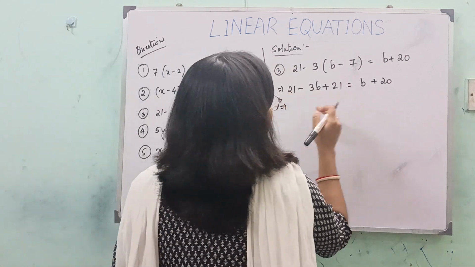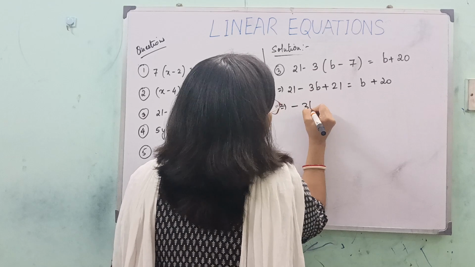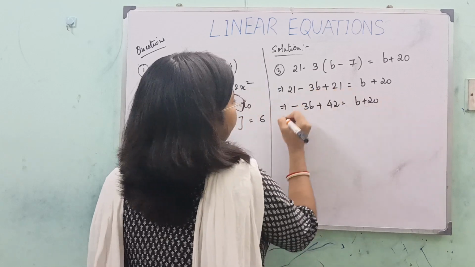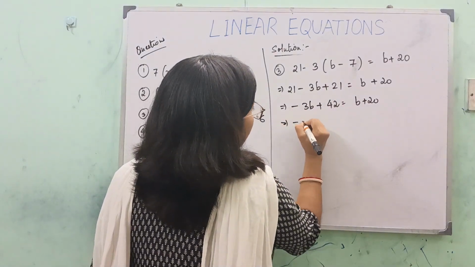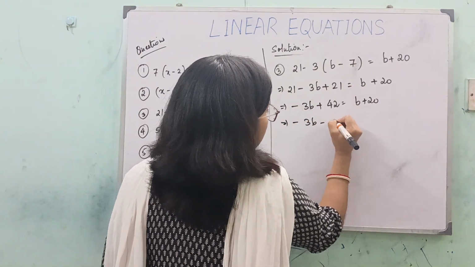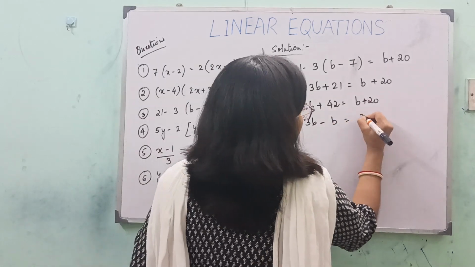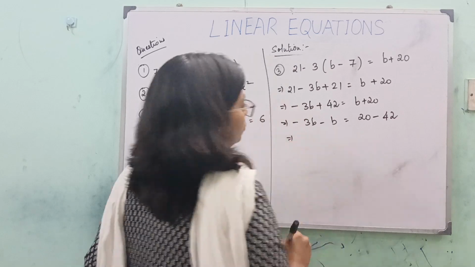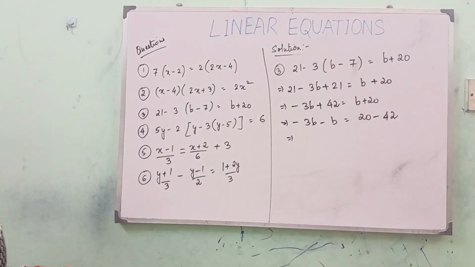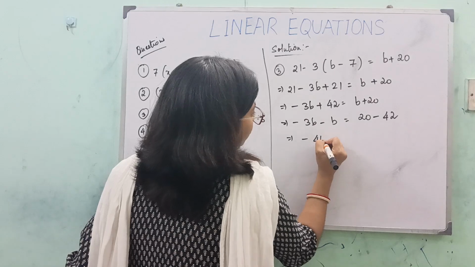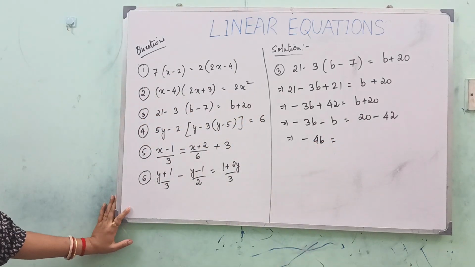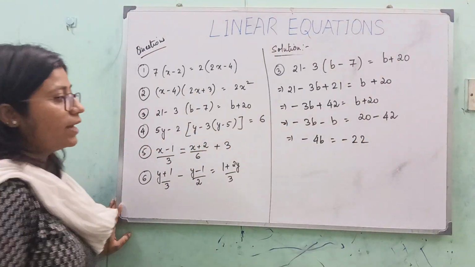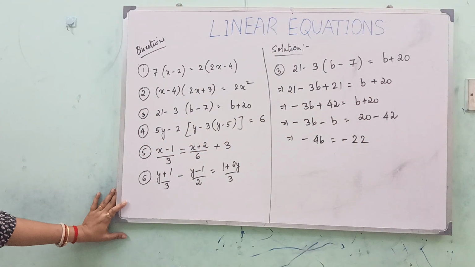So you see over here, let us simplify this. Just simplifying the 21 plus 21 here. So minus 3b, bringing this b this side, becomes minus b. Taking the 42 this side, becomes minus 42. So minus 3b minus b is your minus 4b, and 42 minus 20 is your minus 22. Alright, so we have simplified it so far.